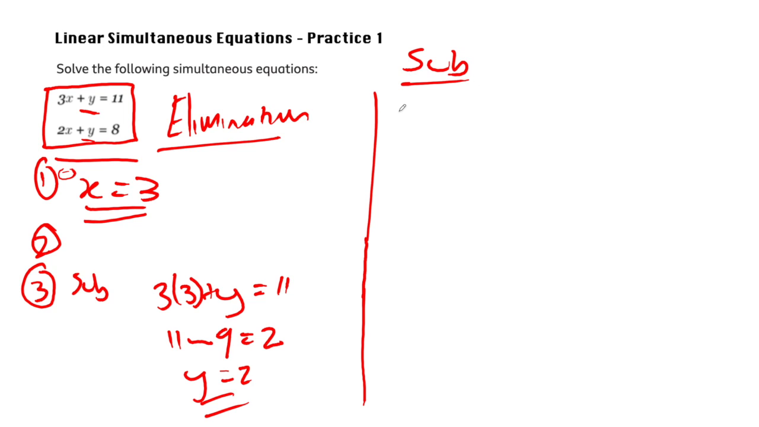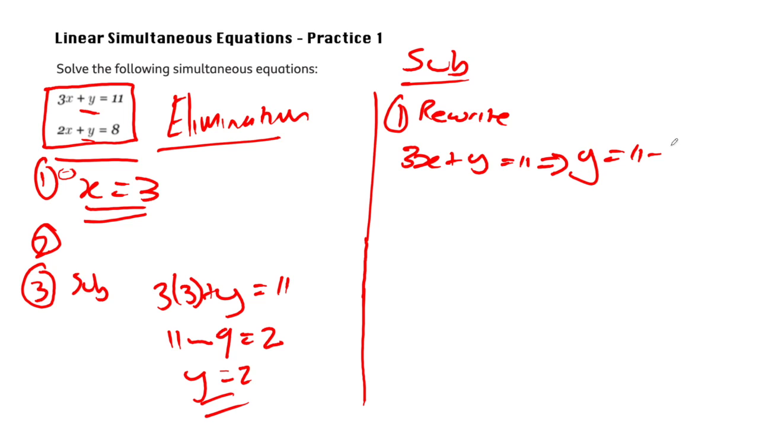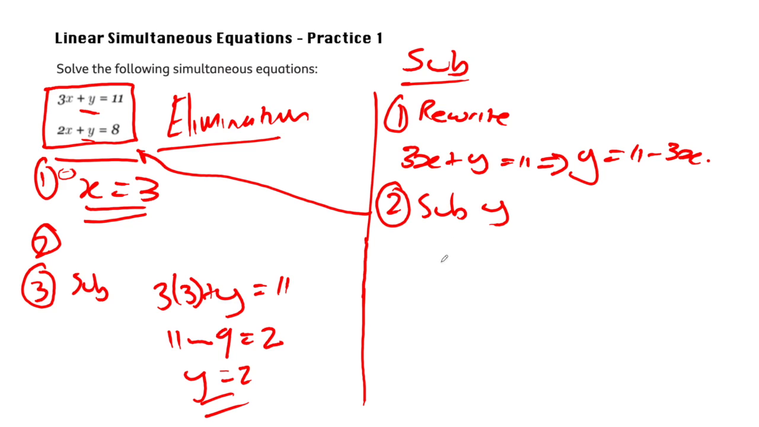Substitution method, we need to rewrite. So first one is rewrite. So rewrite any of these equations, but I'm going to go for the top one, 11, and we want to make x or y the subject. It's easier to make y the subject, so y equals 11 minus 3x. So now the second step is to sub in the y, so sub y into the, make sure it's the other equation, so we've got to sub it into this equation, this bottom one.